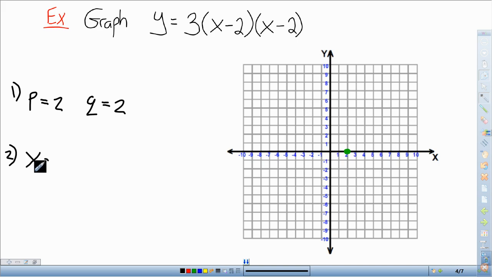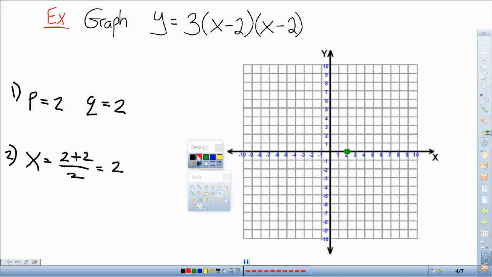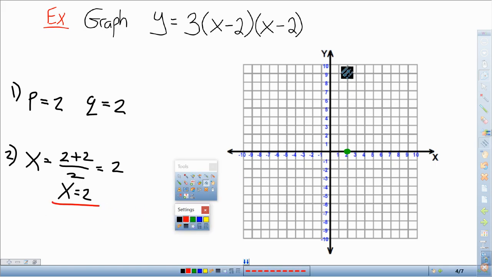Okay, finding my axis of symmetry, I'm going to do p plus q divided by 2. Okay, 2 plus 2 is 4, divided by 2 gives me 2. So my axis of symmetry goes through at, well, let's finish this up real quick, at x equals +2. There's my axis of symmetry, which is going through the x-axis at +2.